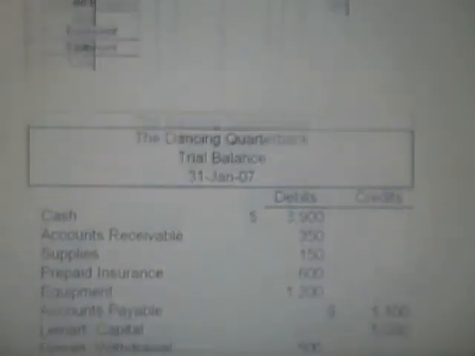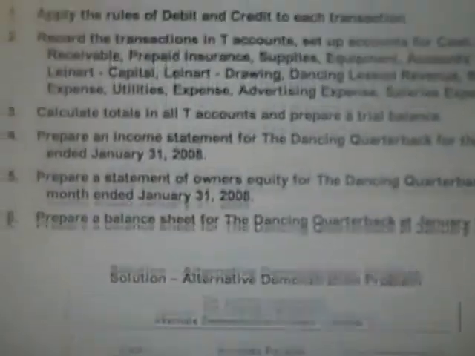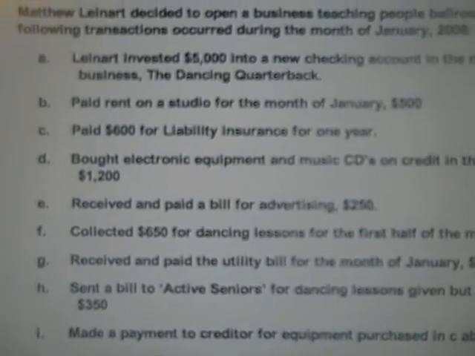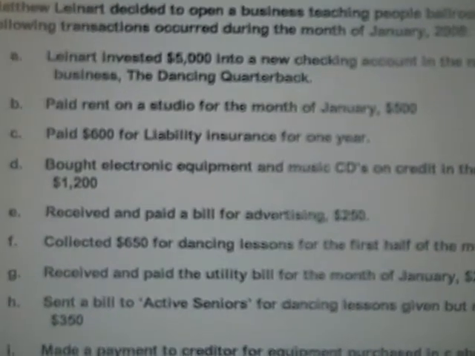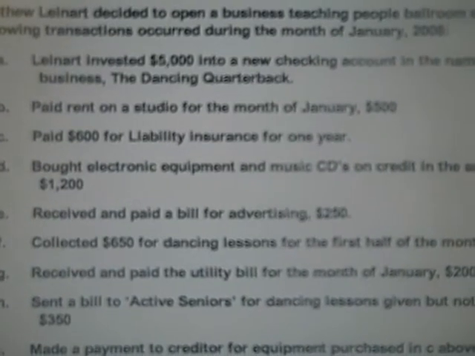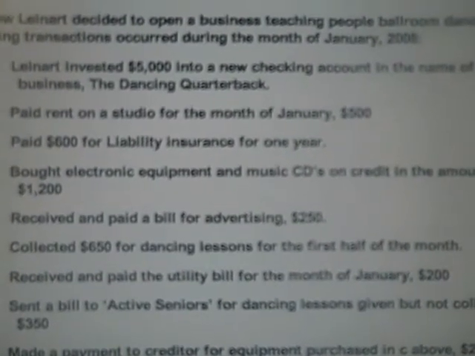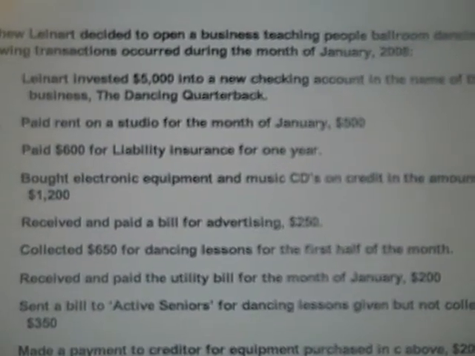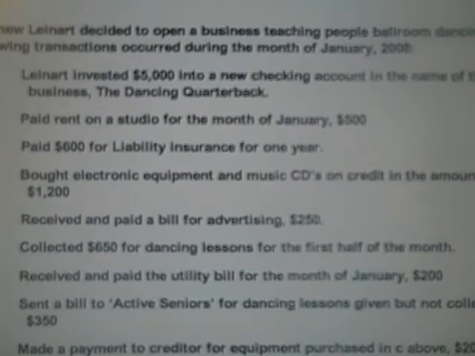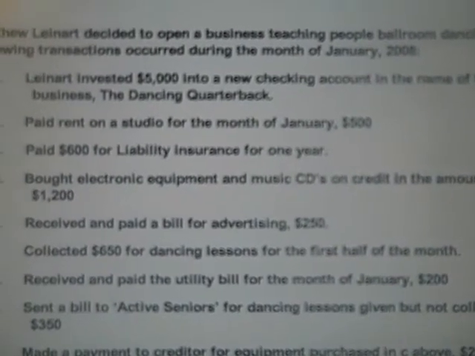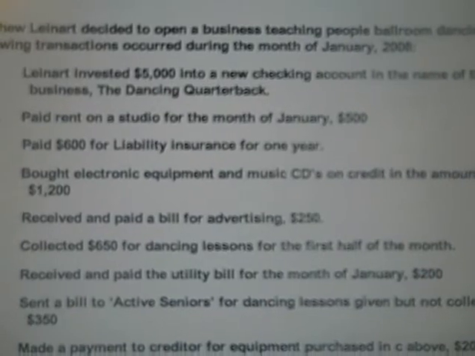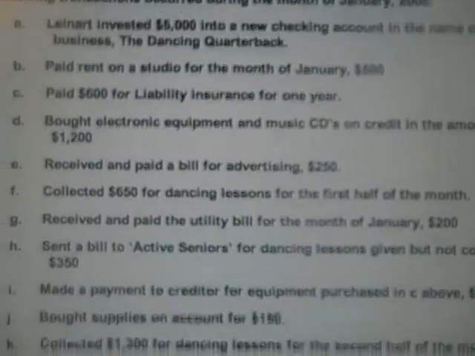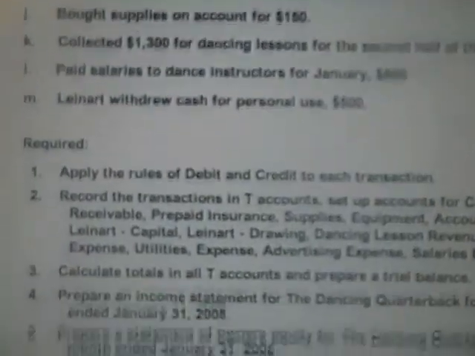Now we're going to slide back up here and we're going to just do one transaction just to help you out and remind you how we're going to be dealing with things. Transaction A, Leinert invested $5,000 in a new checking account in the name of his business, the Dancing Quarterback. So now we have to think about how are we going to deal with this. By putting $5,000 into a new checking account, that's considered your cash account. So right off the bat, you know you're going to be debiting that asset account of cash by $5,000.